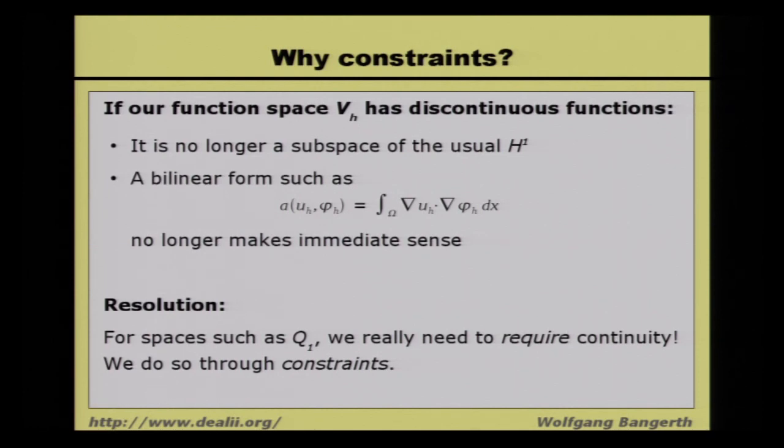So the solution that we have in these kind of cases is that in order to guarantee things like continuity, we need to require it somehow. So we need to add constraints to our space that require that the functions that we consider, so these functions UH and phi h here, are in fact continuous.